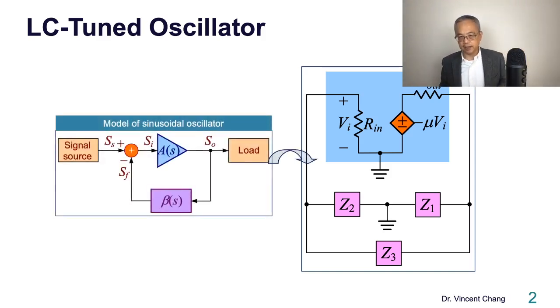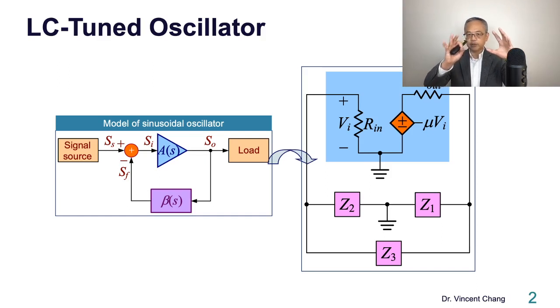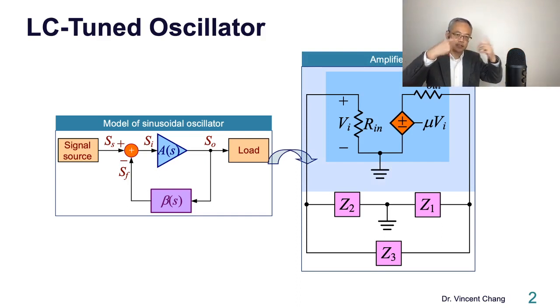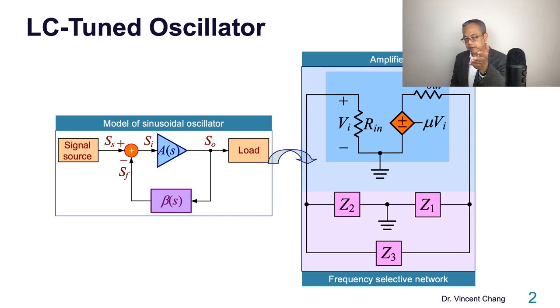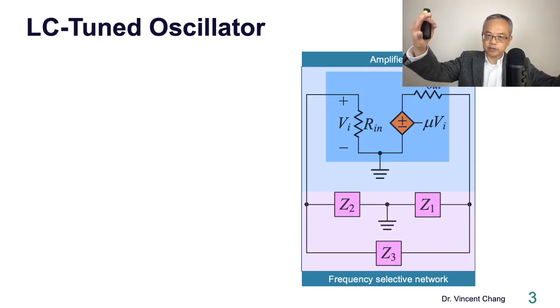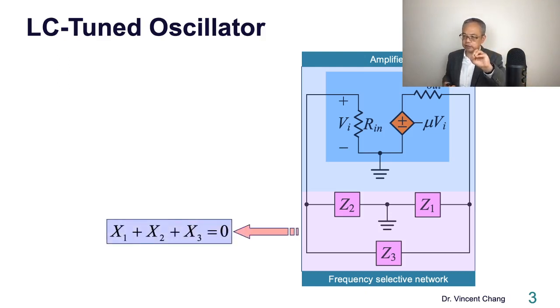LC tuned oscillator. So comparing with the model of a sinusoidal oscillator, you see the blue part represents the basic amplifier. The A represents the open loop transfer function. And then the purple one is the so-called frequency selective network. And the summary from the previous lectures tells us the frequency of oscillation is fully determined by the frequency selective network.